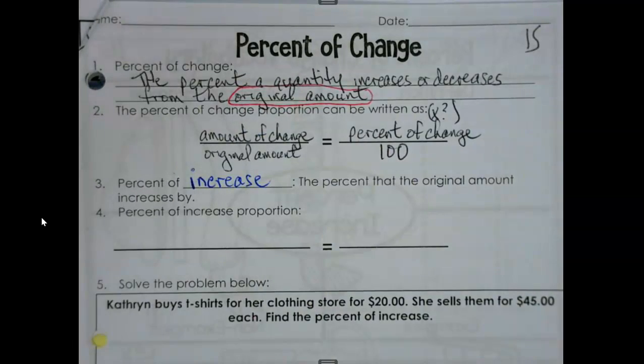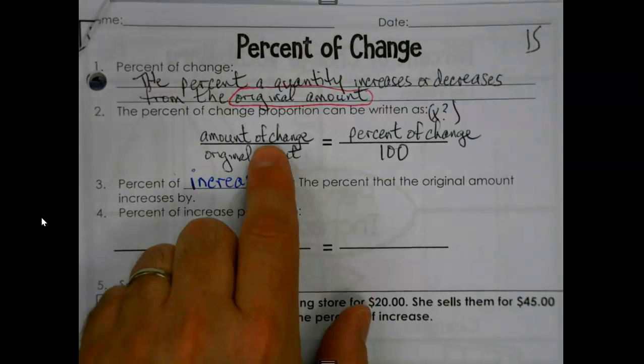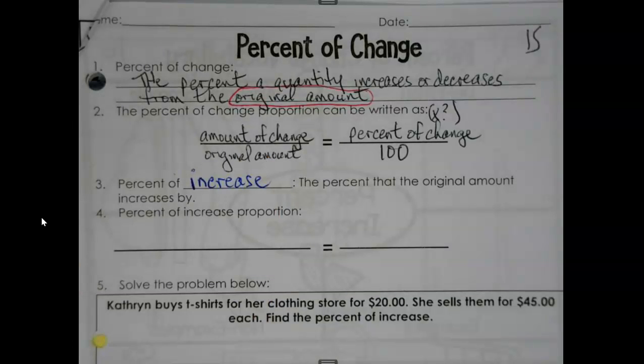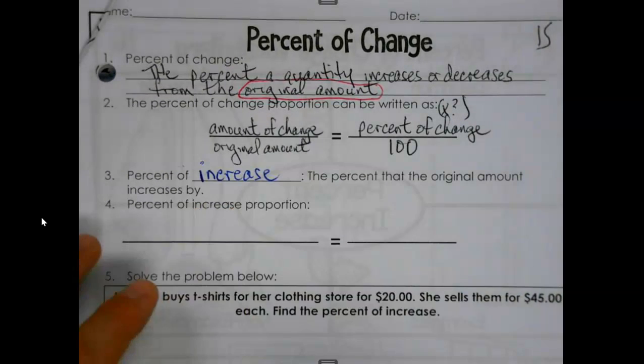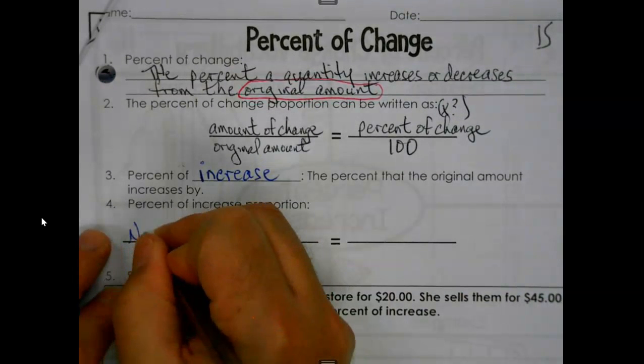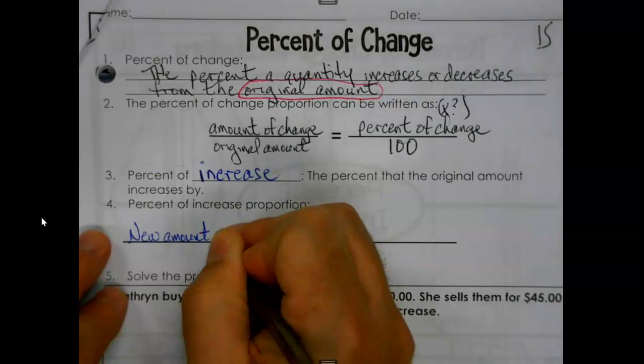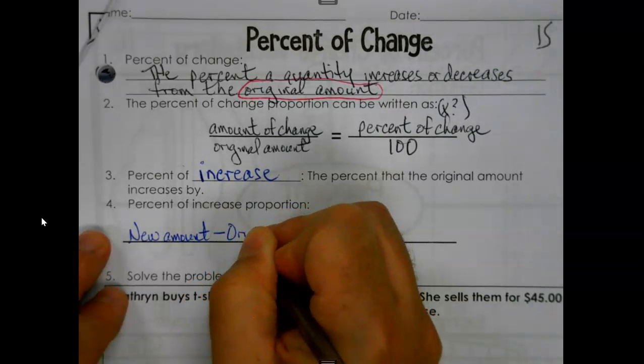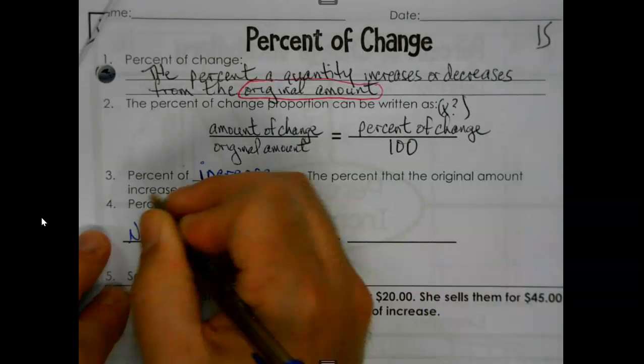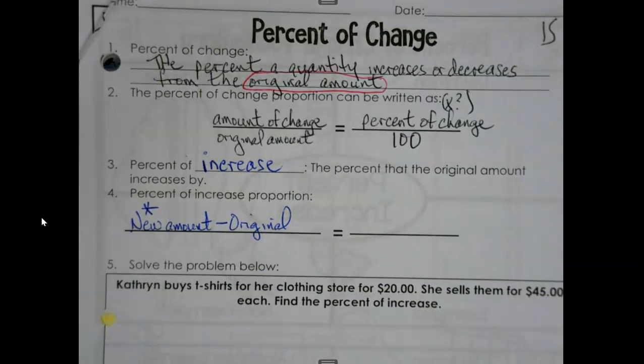a percent of increase, the percent that the original amount increases by, you're like, well, duh, that makes sense. And so when we're looking at these, this proportion we're going to put here is just going to be a little more specific than this one. This one's a little more flexible. So we're actually going to write down what the math work is that we're going to do here. So we're going to take the new amount minus the original.